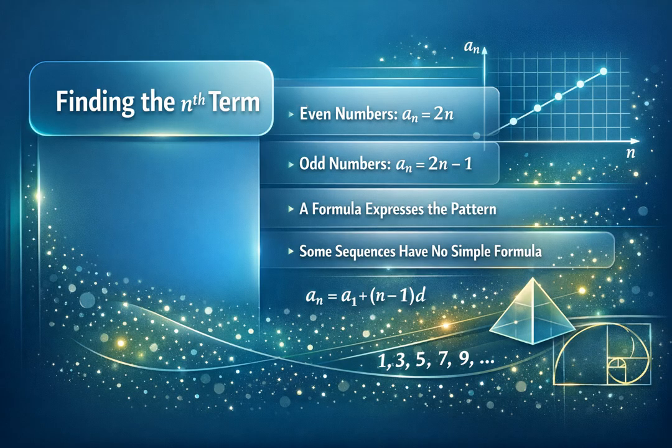We can often find a formula for the nth term. For even numbers 2, 4, 6, 8, the nth term is an equals 2n. For odd numbers 1, 3, 5, 7, the nth term is an equals 2n minus 1. However, some sequences like the prime numbers 2, 3, 5, 7, 11 have no simple formula.